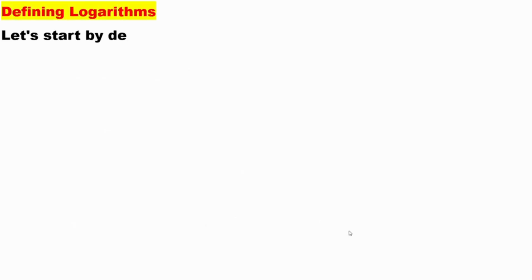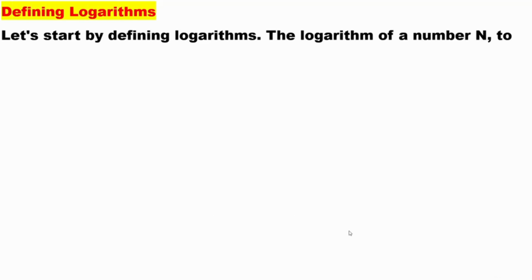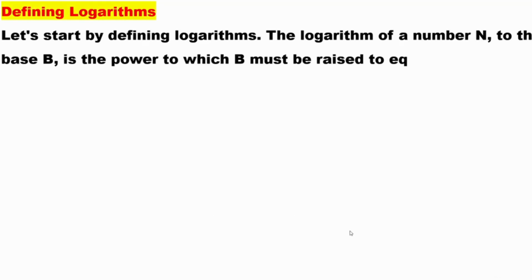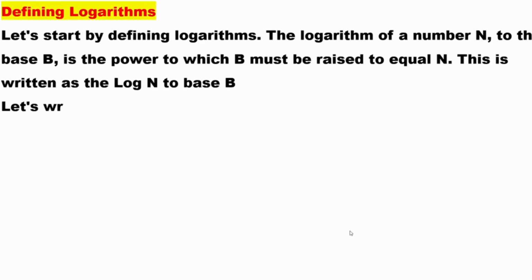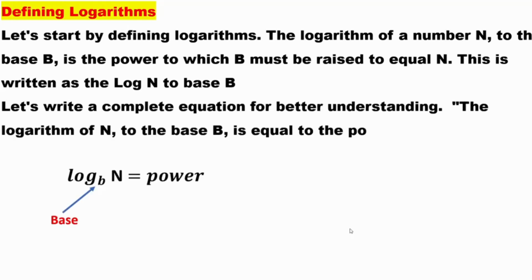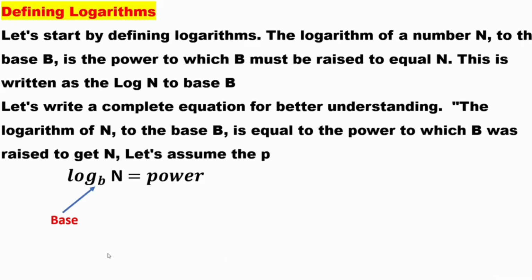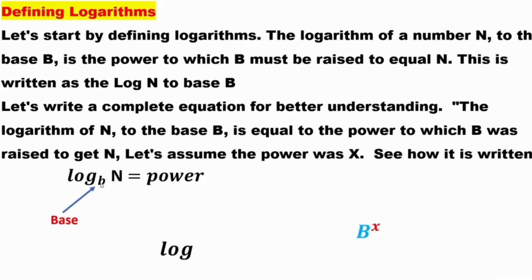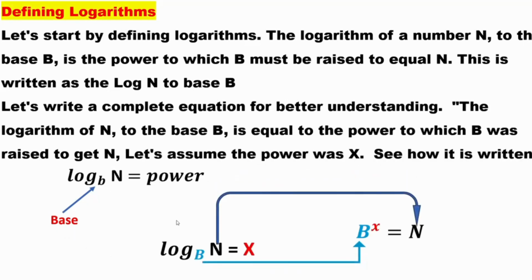Defining logarithms. Let's start by defining logarithms. The logarithm of a number n to the base b is the power to which b must be raised to equal n. This is written as log n to base b. Let's write a complete equation for better understanding. The logarithm of n to the base b is equal to the power to which b was raised to get n. Let's assume the power was x. See how it is written.